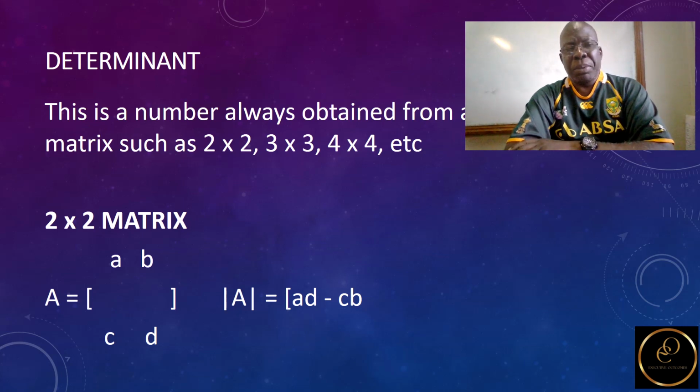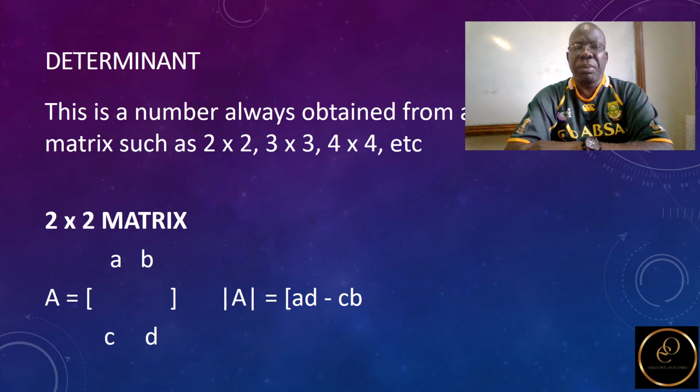What is a determinant? A determinant is described as a number which is always obtained from a matrix, which can be a 3 by 3 matrix or 2 by 2 matrix or 4 by 4 matrix, etc.